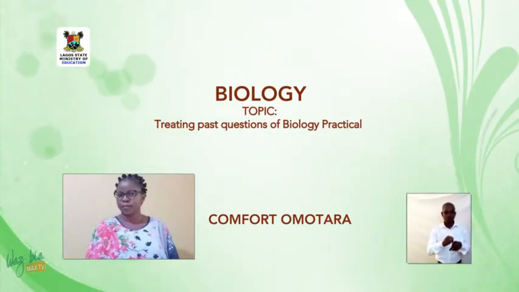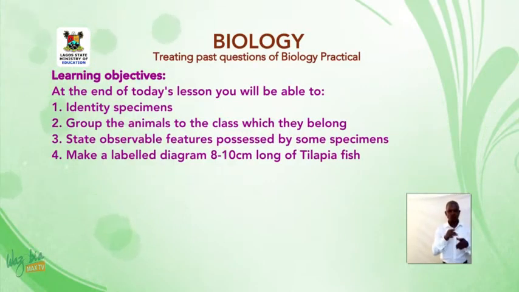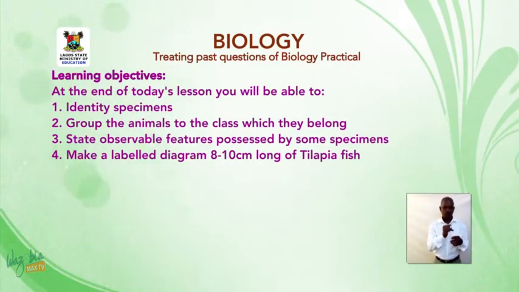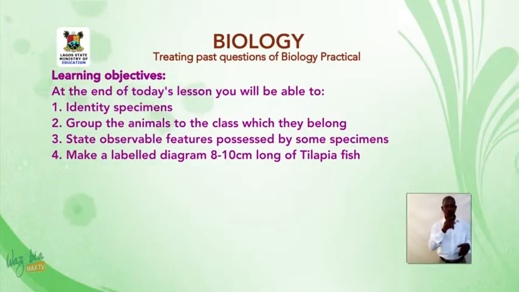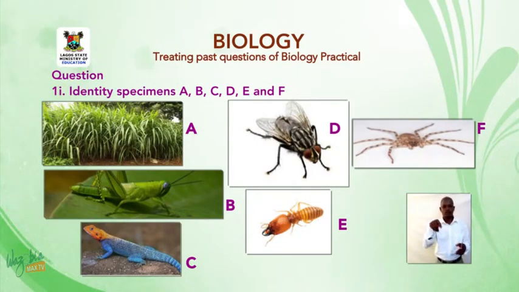Treating past questions of biology practical, learning objectives. At the end of today's lesson, you will be able to identify specimens, group the animals to the class to which they belong, state observable features possessed by some specimens, and make a labelled diagram, 8 to 10 centimeters long, of a tilapia fish. Now, question number 1, Roman figure 1. Identify specimens A, B, C, D, E, and F.